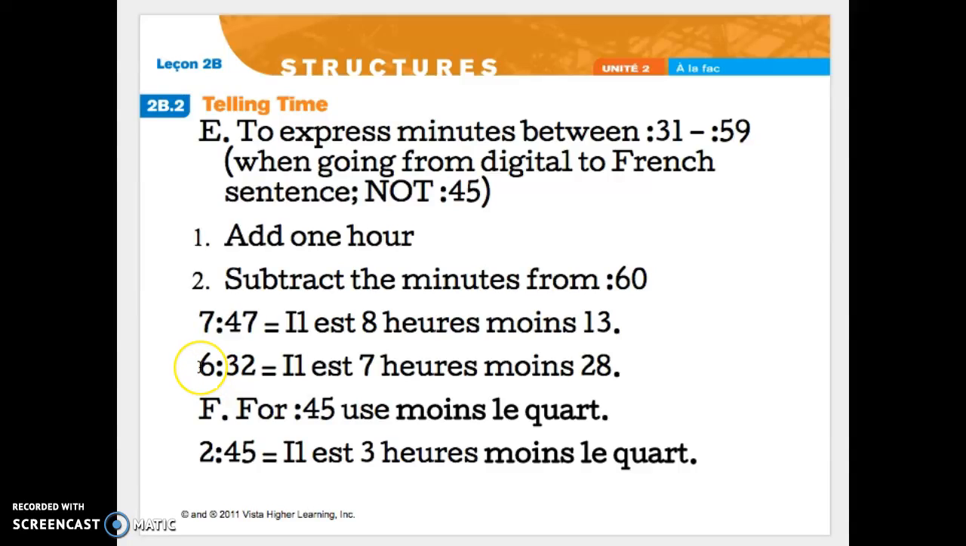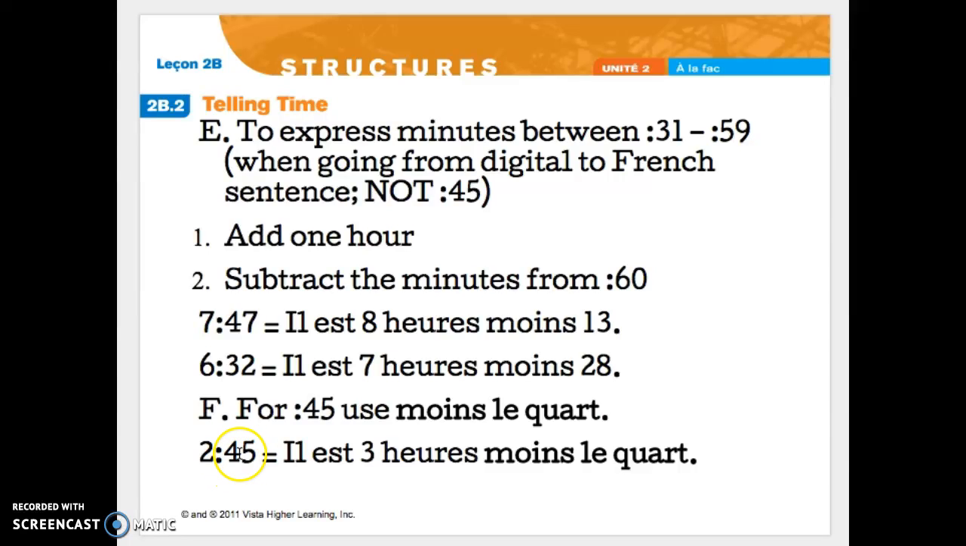For 6:32, same thing. Are the minutes greater than 30? Yes. So instead of 6:32, you have what looks like 7 and then minus 28 minutes. So 28 minutes to 7. You can do this for any minute that is greater than 30, except for the 45. So section F shows you that. It's still the same two-step process.